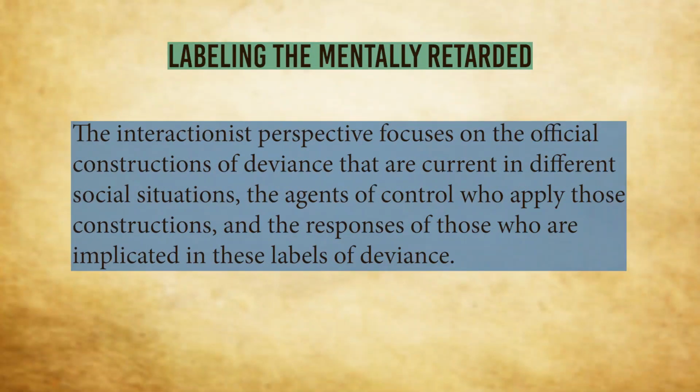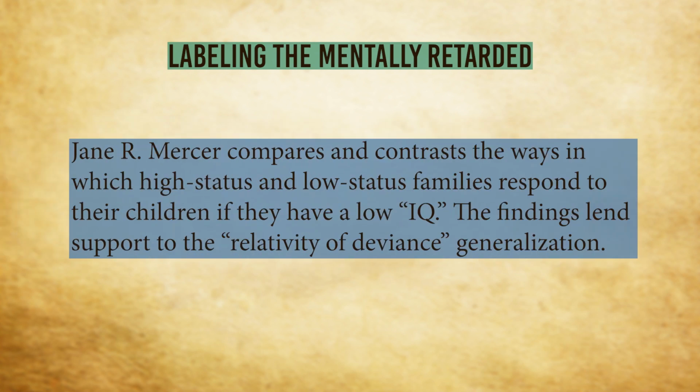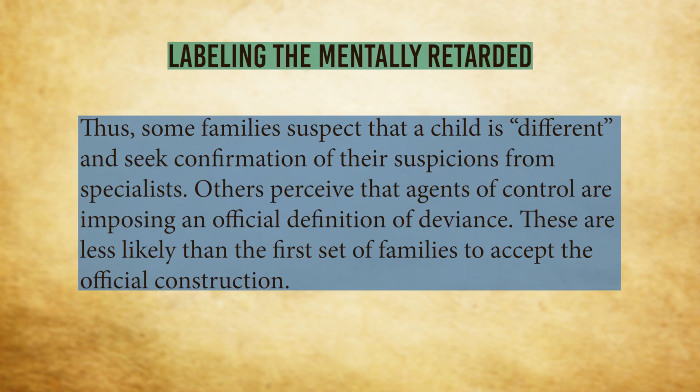The interactionist perspective focuses on the official constructions of deviance that are current in different social situations, the agents of control who apply those constructions, and the responses of those who are implicated in these labels of deviance. Jane R. Mercer compares and contrasts the ways in which high status and low status families respond to their children if they have a low IQ. The findings lend support to the relativity of deviance generalization. Some families suspect that a child is different and seek confirmation of their suspicions from specialists. Others perceive that agents of control are imposing an official definition of deviance. They are less likely than the first set of families to accept the official construction.